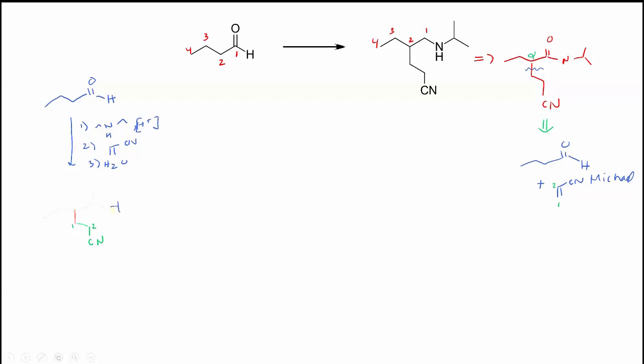And then for the amine, this is a secondary amine. So you could go through an acid chloride and then do a reduction if you wanted. But the efficient thing to do here is to do our reductive amination. So you can just take isopropylamine with sodium borohydride or sodium cyanoborohydride. And that would get you your target molecule. Any questions there?